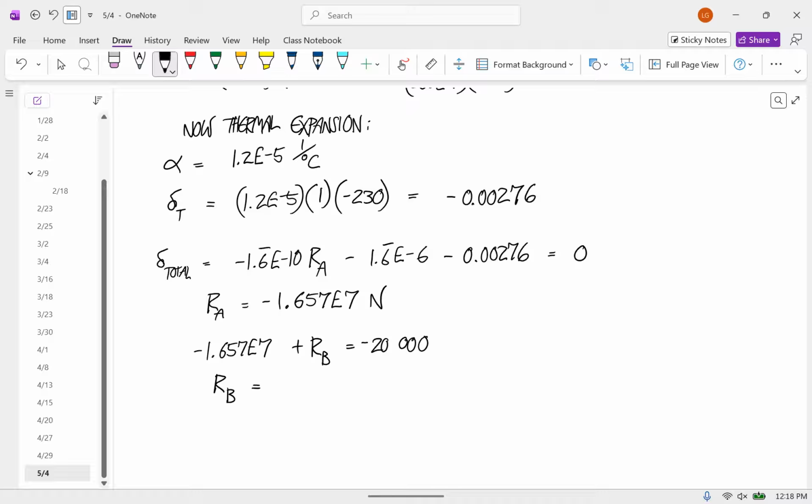And so RB is equal to 1.655 times 10 to the 7th. That RA force is acting down at the ground, and at the ceiling, that RB is acting up. And that's consistent with having to apply forces that stretch the hell out of this thing to make it stay in its spot. Okay.